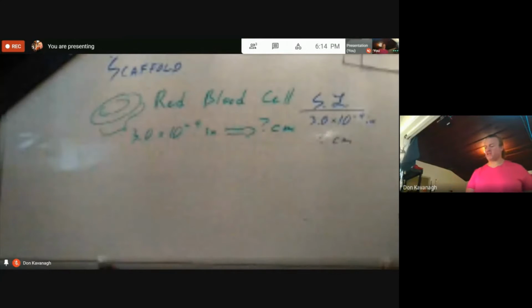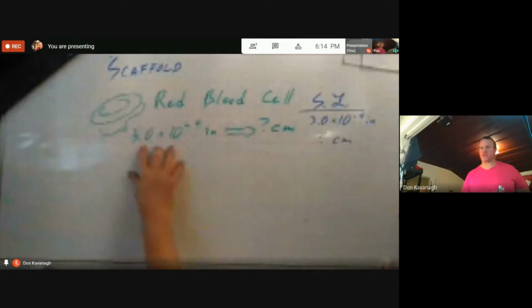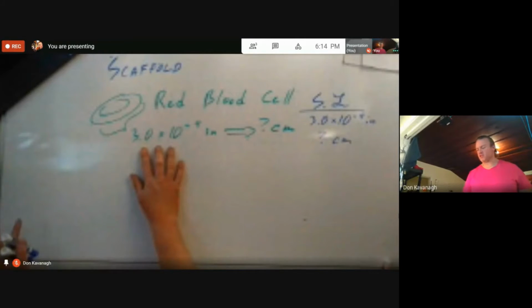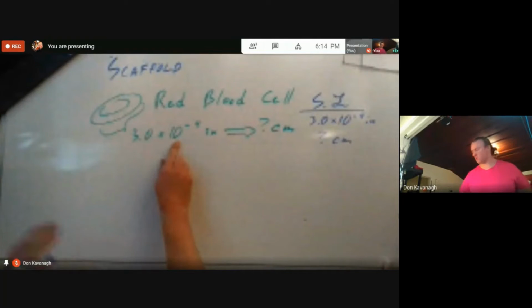Now the 3.0 times 10 to the negative 4th inches, that's in scientific notation. I really find that messy. If I want to convert that into standard notation, there's a couple ways you can do that. The first thing I want to note is that 3.0 multiplied by 10 to the negative 4th is just a math problem. It's a multiplication problem.